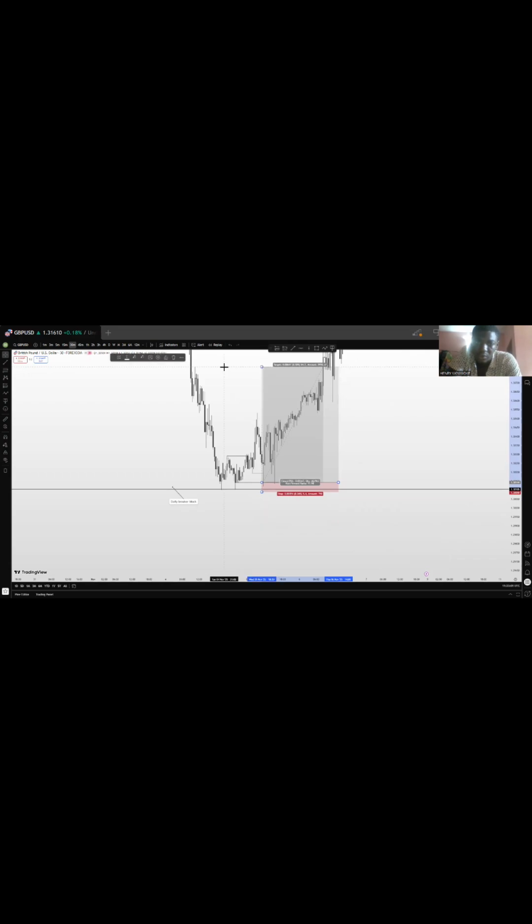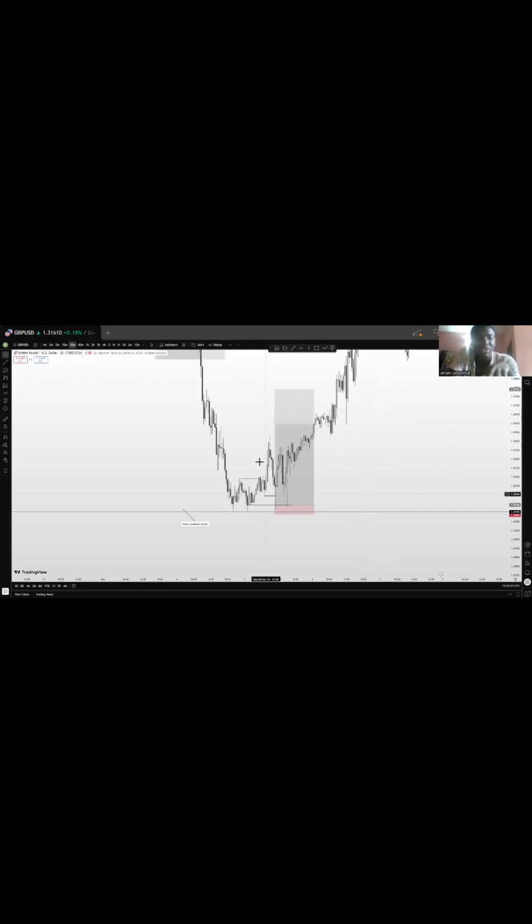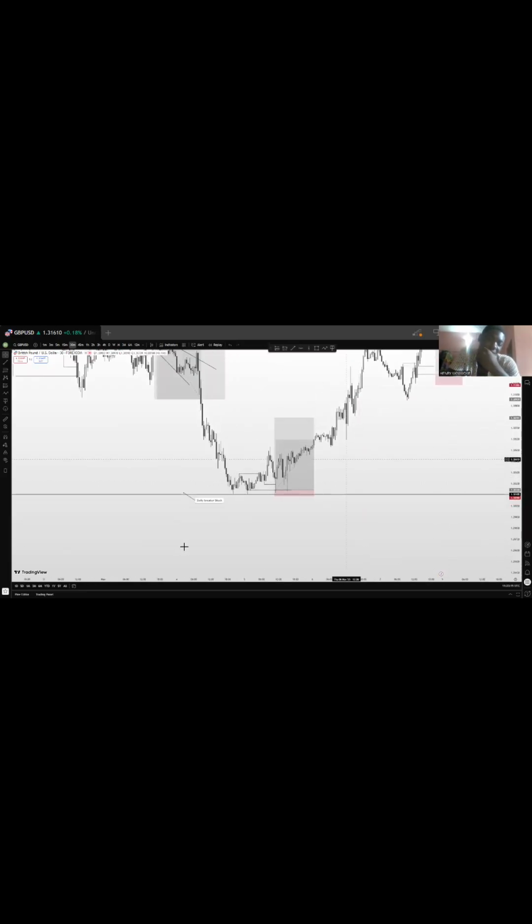So I took this trade. This was my take profit zone. This is the first trade. This was on Wednesday, so the Wednesday trade. This is the first trade that confirmed the reversal here.